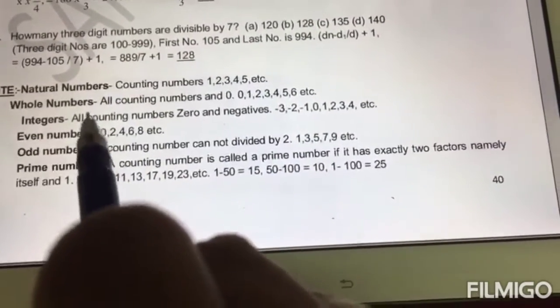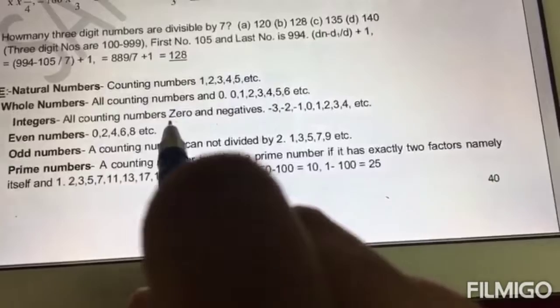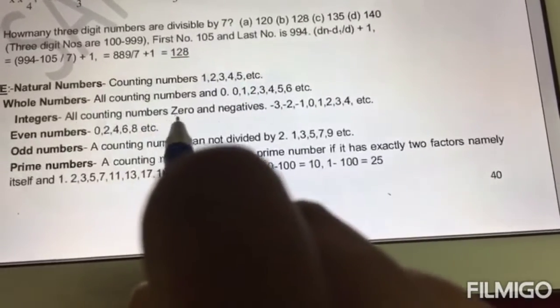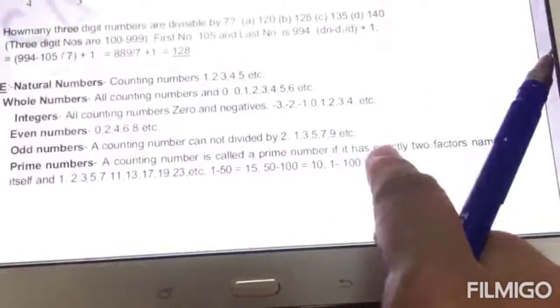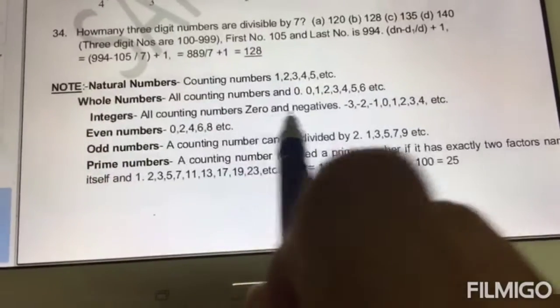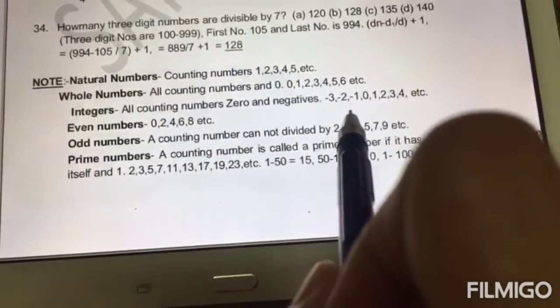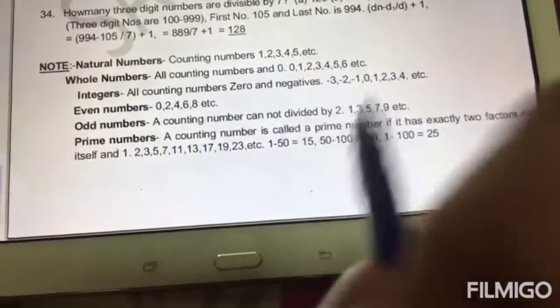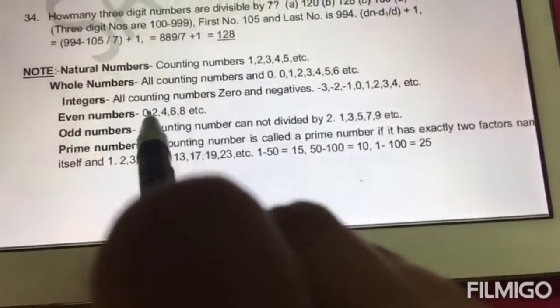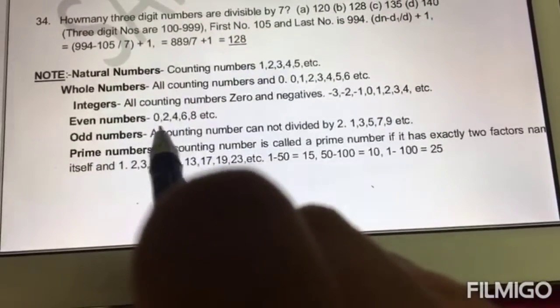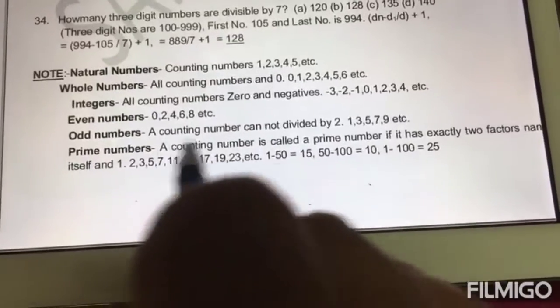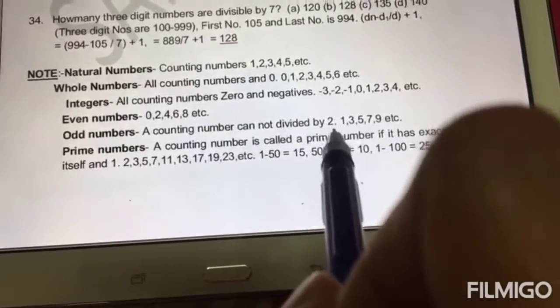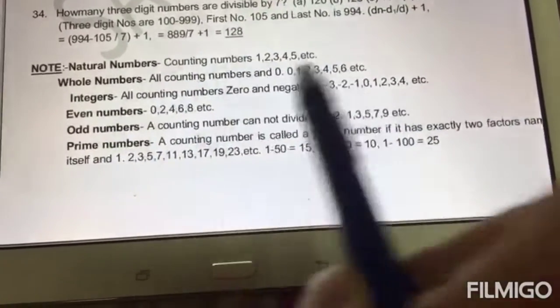What are integers? Integers are all whole numbers plus negative numbers: minus 3, minus 2, minus 100. They are all integers. Okay. Even numbers are all numbers which are divisible by 2. Odd numbers are any counting numbers which cannot be divided by 2. Okay. 0 is an even number.